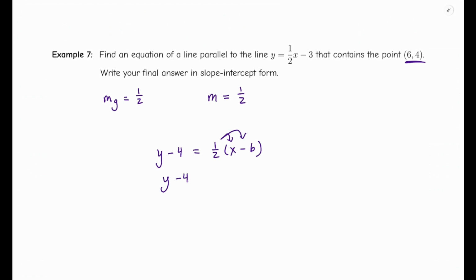y minus 4 equals 1/2 x minus 3. Add 4 to both sides, and we get y equals 1/2 x plus 1, and that's the equation in slope-intercept form. And that is the end of section 3.3.